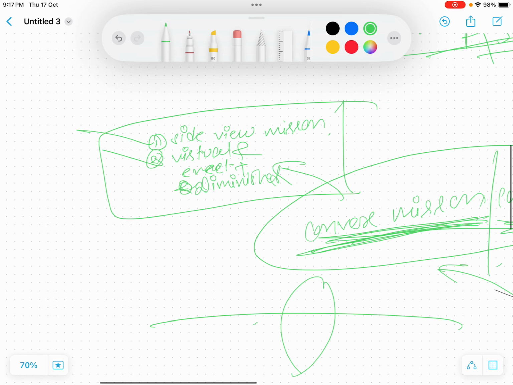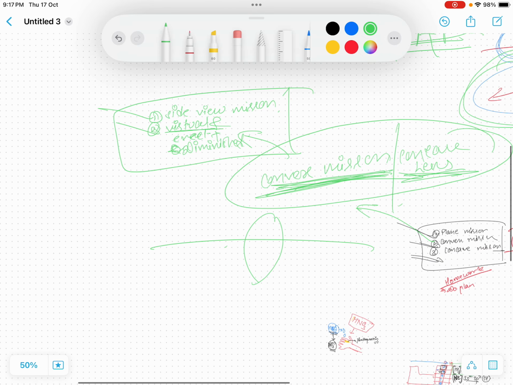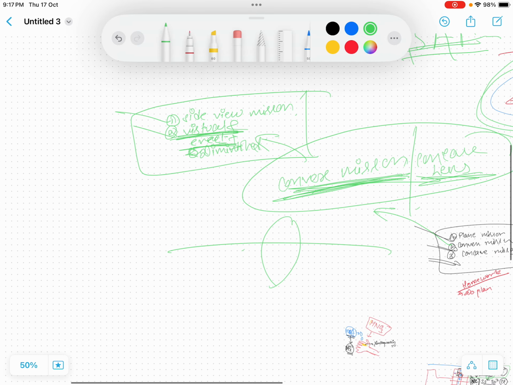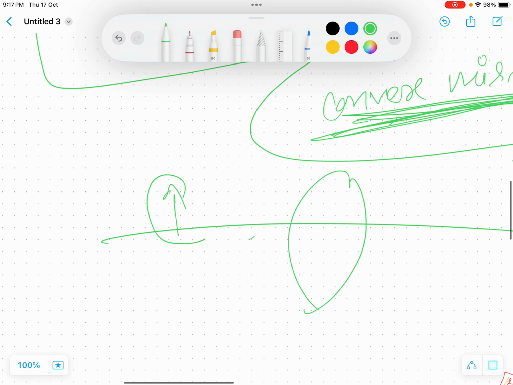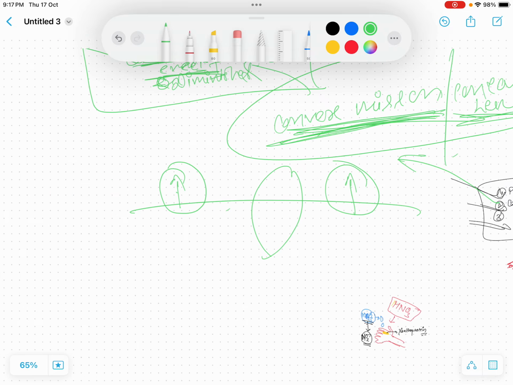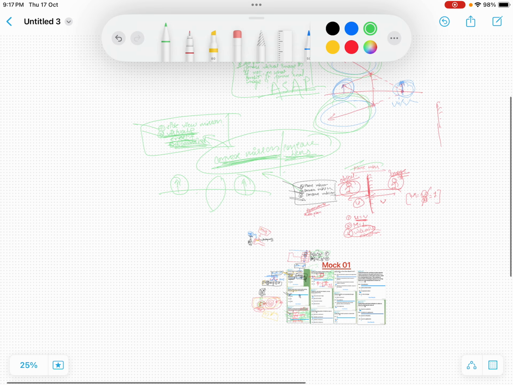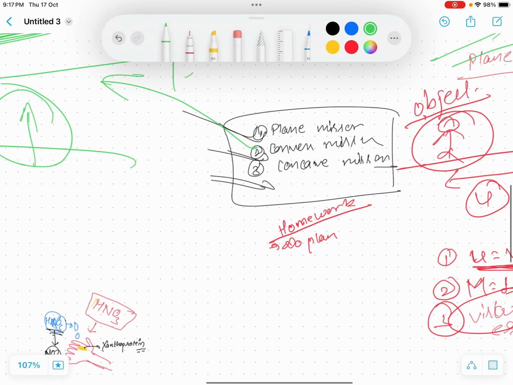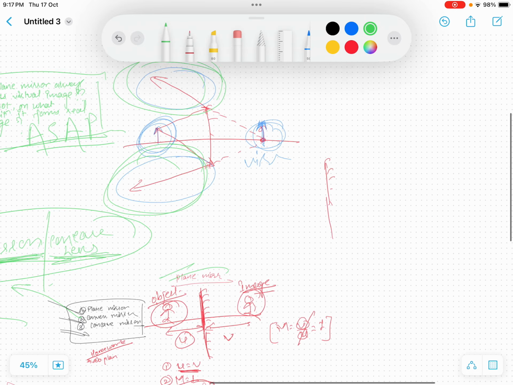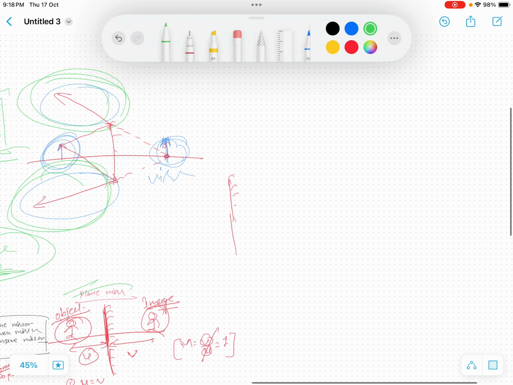Virtual and erect. What do you mean by virtual? The virtual image means the reflected rays don't meet to form an image. Such an image is a virtual image. And what is erect? If this is the object, on the opposite side the same object is formed, not inverted. Diminished is very small size. Now last comes the very important part.